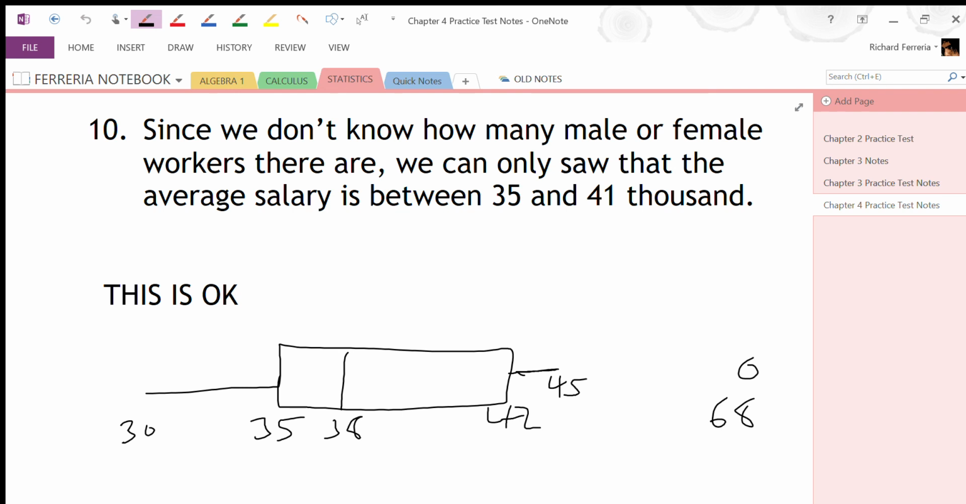What constitutes an outlier? Remember, an outlier is greater than Q3 plus 1.5 IQR, or smaller than Q1 minus 1.5 IQR. So 1.5 IQR is our standard for outliers.